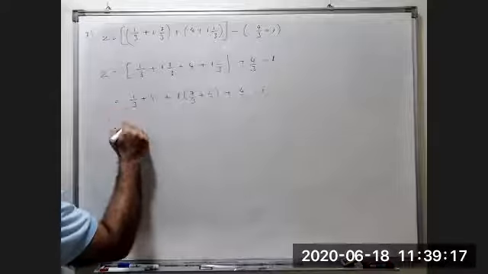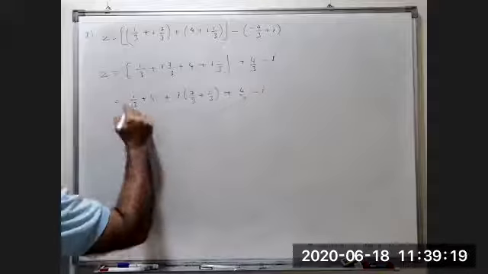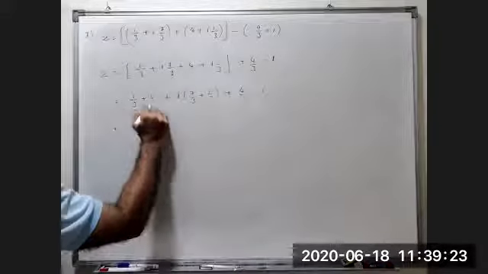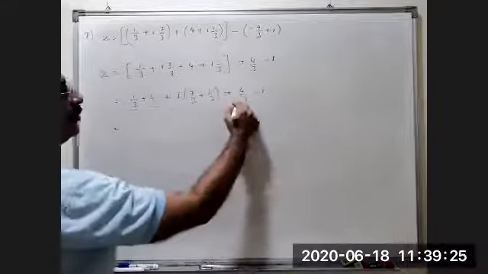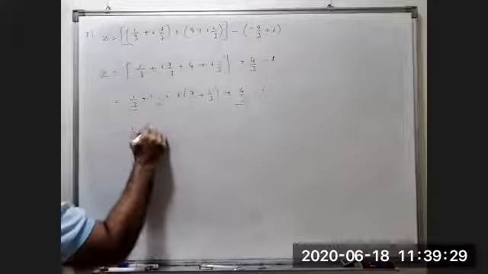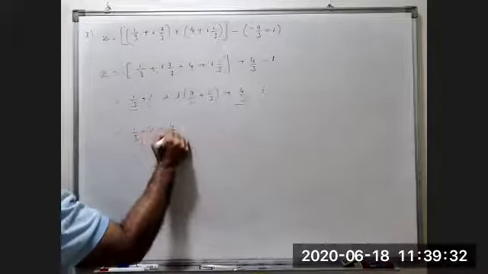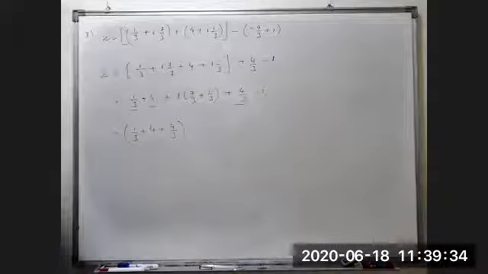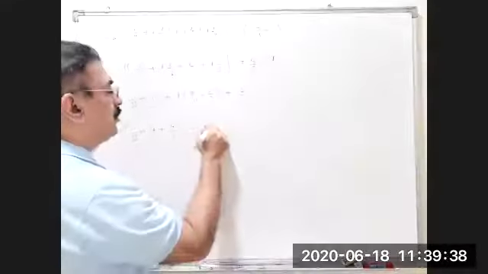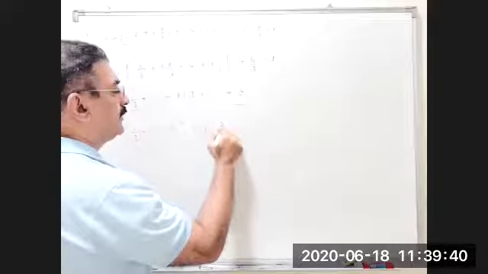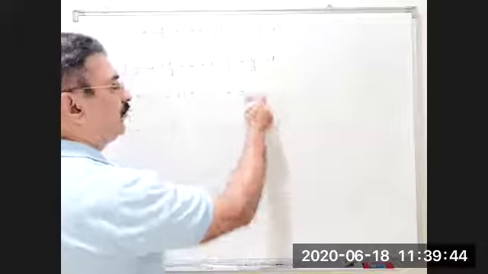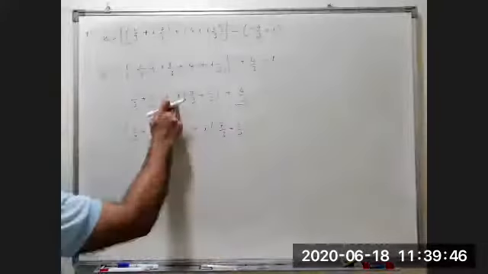Again, all real parts together. Which are the real parts? This one, this one, this one. So I am writing them together: 1 by 3 plus 4 plus 4 by 3 in a bracket. I wrote all real parts together. Now plus i into the imaginary parts: 7 by 3, 1 by 3, minus 1.